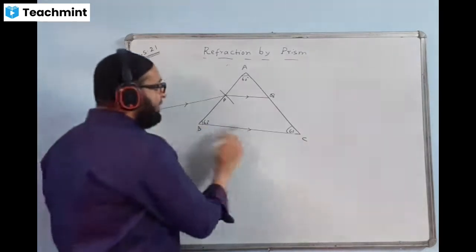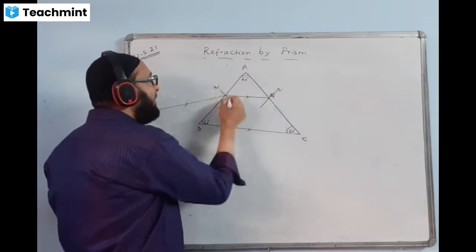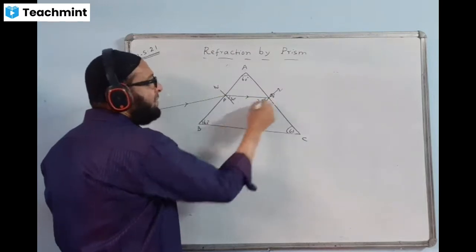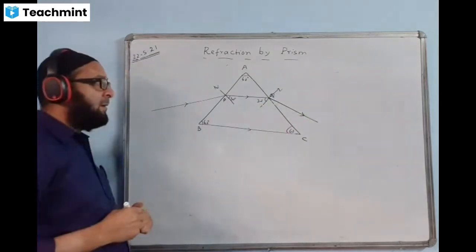PQ line must be parallel to BC, and I'll draw another normal here. This angle I'll now mark 30 degree, here also I'll mark 30 degree, because in the minimum deviation situation the ray will be going like this way, refracting away.